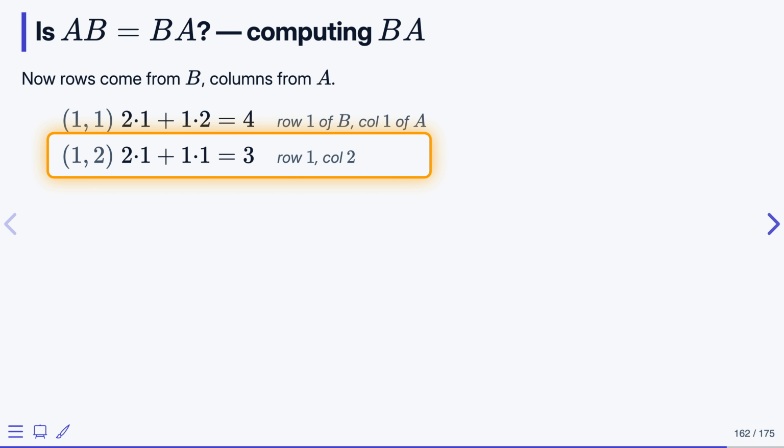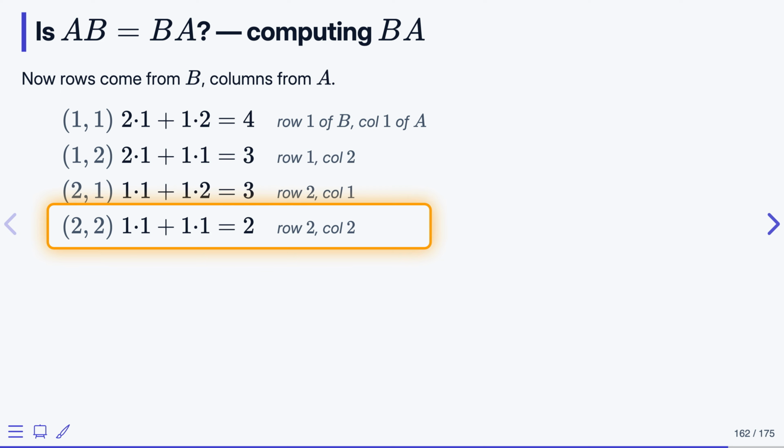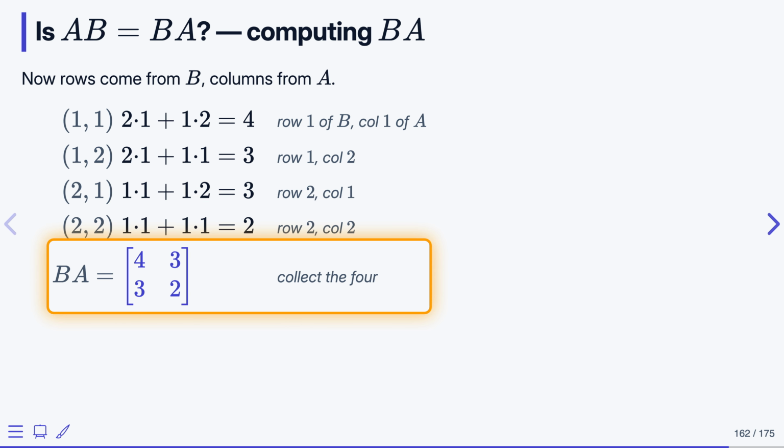That is 3. Position 2, 1. Row 2 of B is 1, 1. Column 1 of A is 1, 2. 1 times 1 is 1, 1 times 2 is 2. That is 3. Position 2, 2. Row 2 of B against column 2 of A, 1 times 1 is 1, 1 times 1 is 1. That is 2. Collect them. B times A has rows 4, 3, and 3, 2.